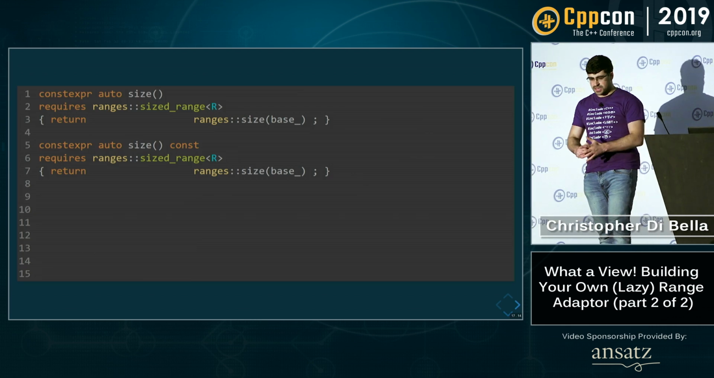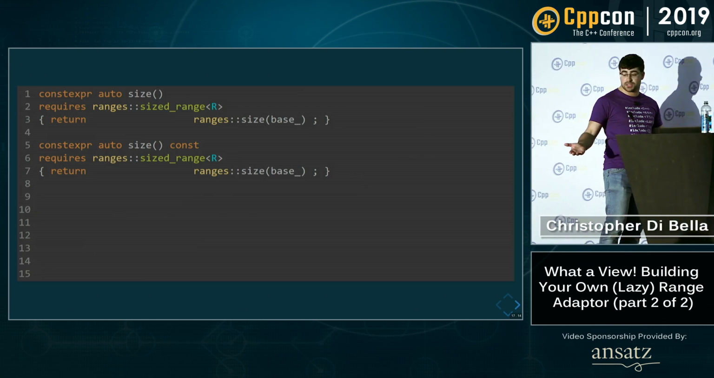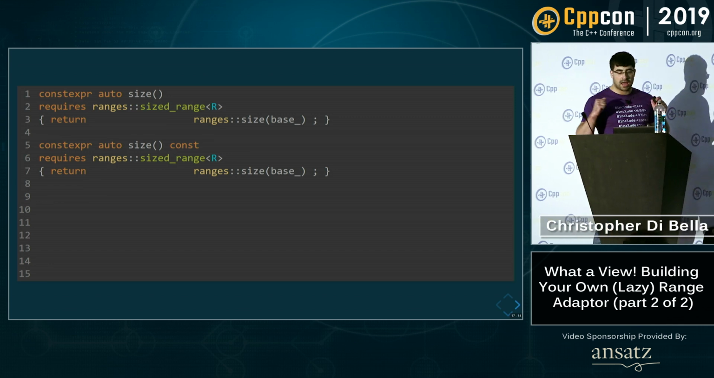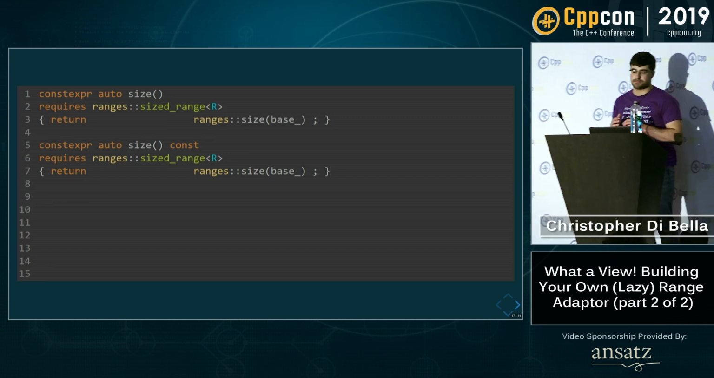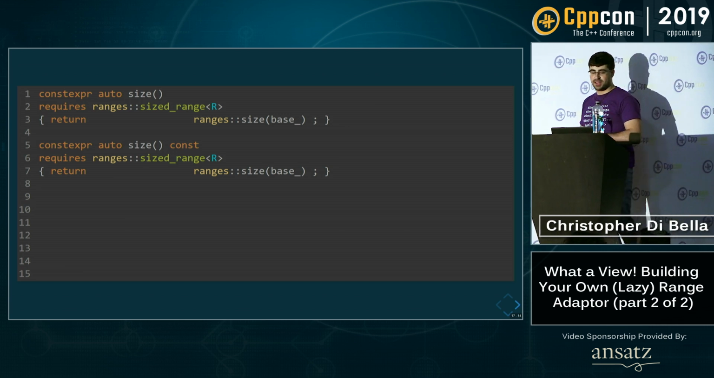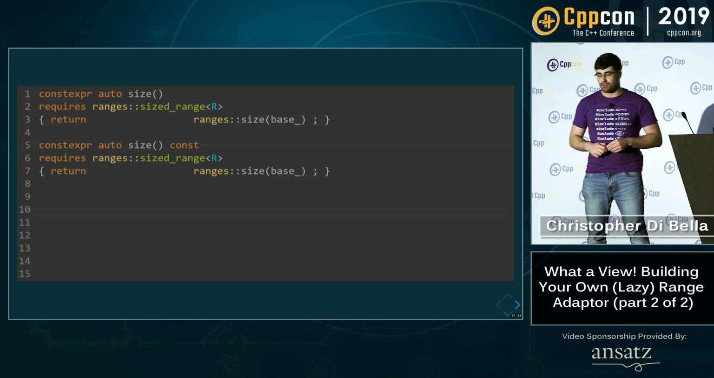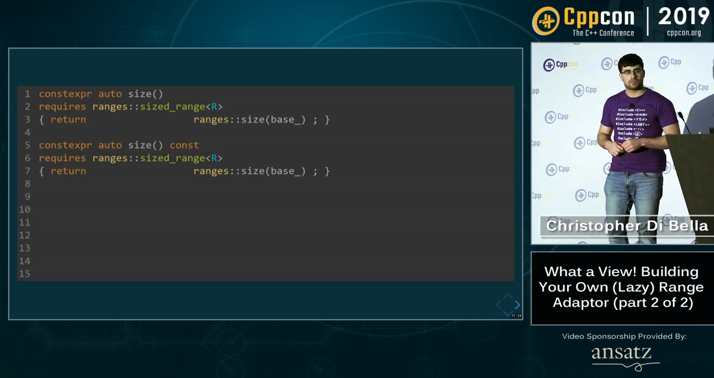Okay, so here we have the size, and we're going to call ranges size because we have a sized range. What's the problem with this? I mean, besides the fact that I've got obviously lots of white space there that's alluding to something else being added, what might be the problem of just calling ranges size on a base?